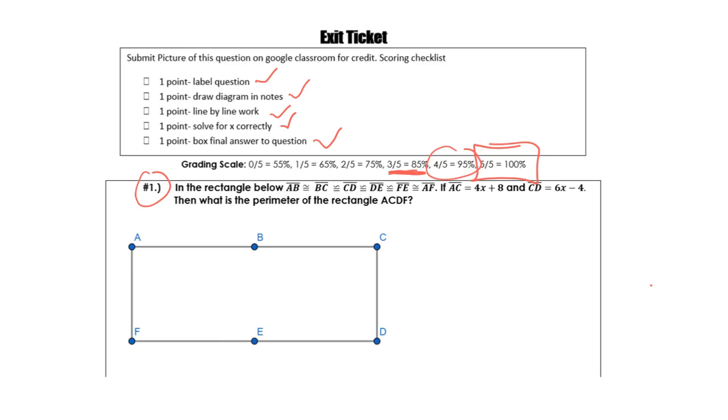Do this exit ticket on a separate sheet of paper. Take a picture and upload it to our Google Classroom for the Quarter 3 IA analysis exit ticket.